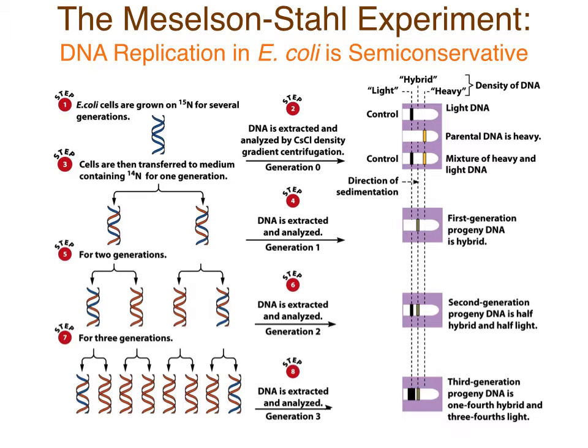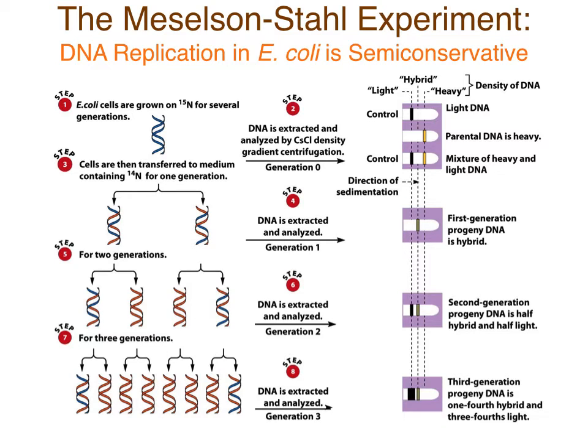And so then when you extract the DNA and you spin that DNA, because one of the strands is light and one of the strands is heavy, you should get a band that is somewhere in between the heavy and light strand when you put them through the centrifuge. And that's exactly what they found after one generation.